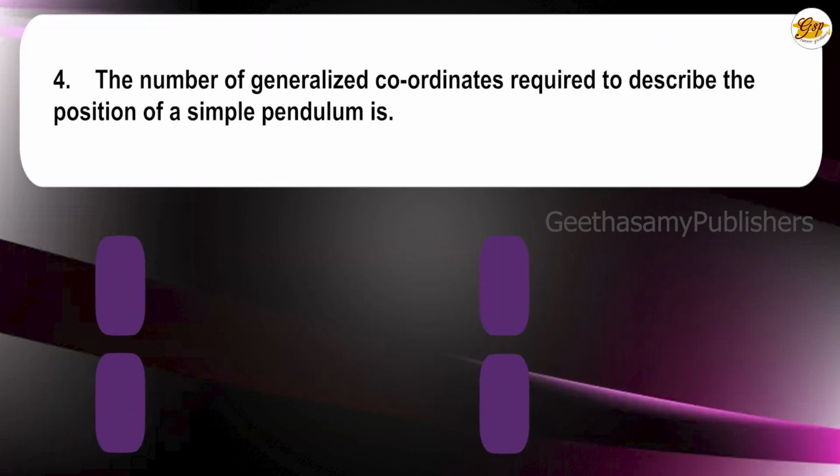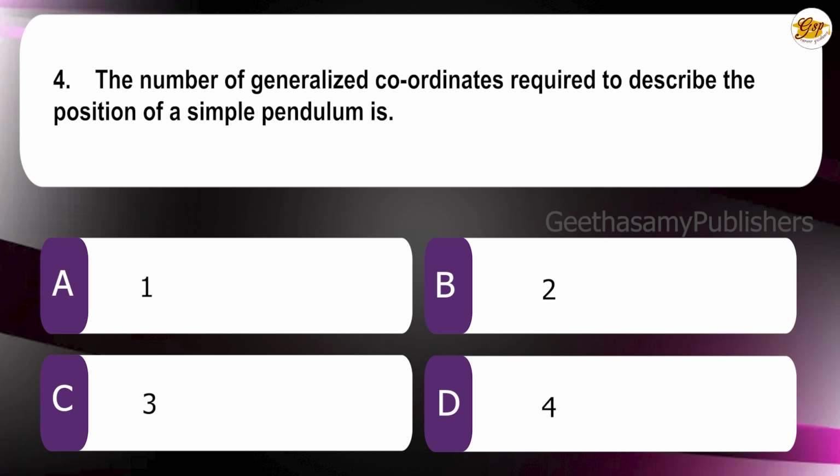Fourth question, the number of generalized coordinates required to describe the position of a simple pendulum is A. 1, B. 2, C. 3, D. 4. The correct answer is B. 2.